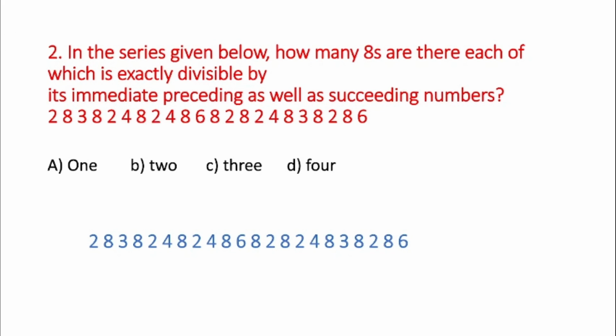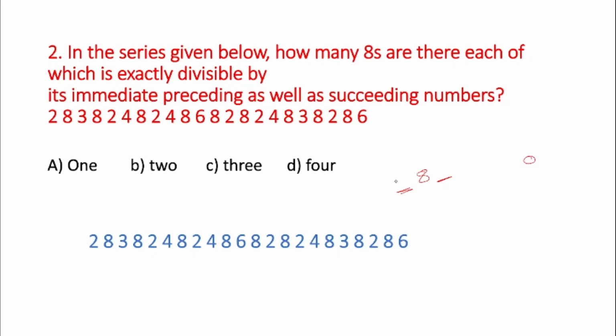What's the question? In the series given below, how many 8s are there, each of which is exactly divisible by its immediate preceding as well as succeeding numbers? That means we have to find how many 8s are there, each of which is exactly divisible by, that means the number which precedes as well as succeeds it should exactly divide 8. Exactly dividing means the remainder should be 0.